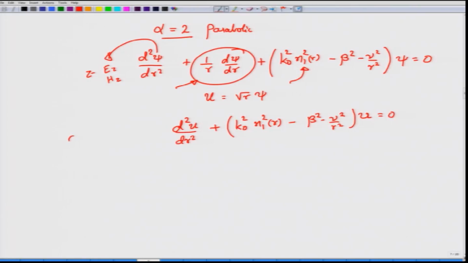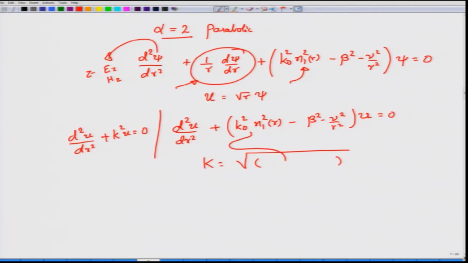Now, this equation should remind you of something. So, let us say d square u by dr square plus k square u equal to 0 is what we can write, where k of course will be the square root of this term in the brackets, right. When k square is a positive constant, then you will have oscillatory kind of solutions, which means these are the guided solutions that you are looking for, and when k square happens to be less than 0, then you will have exponential solutions, or decaying, or what we call evanescent solutions.